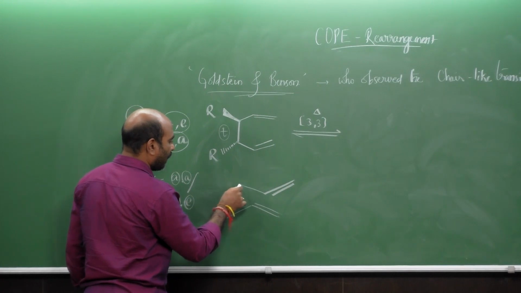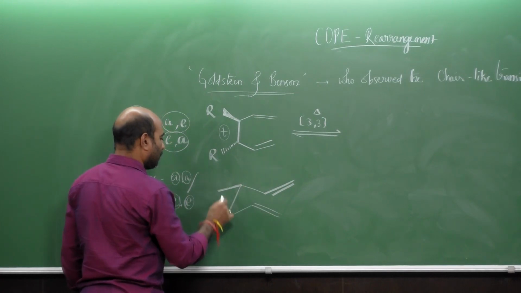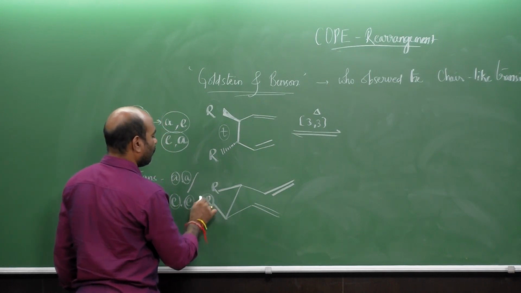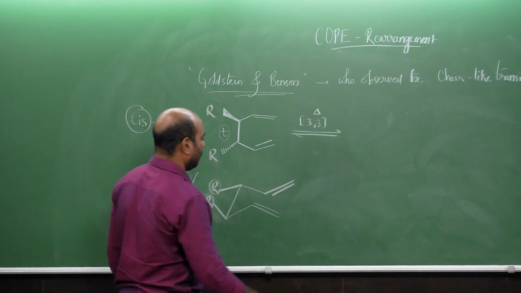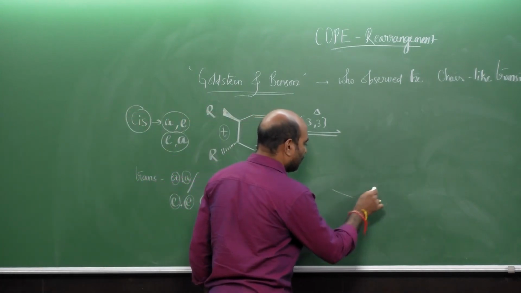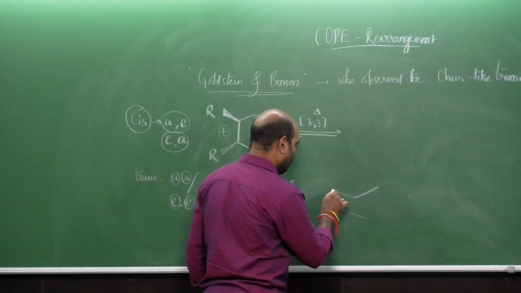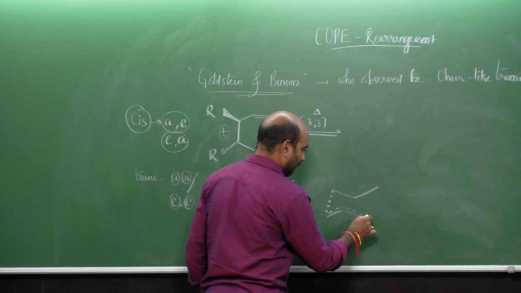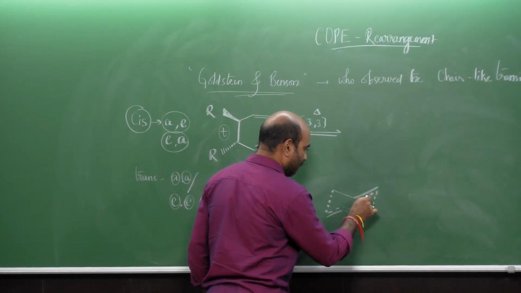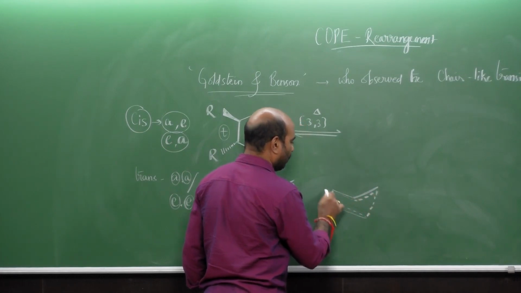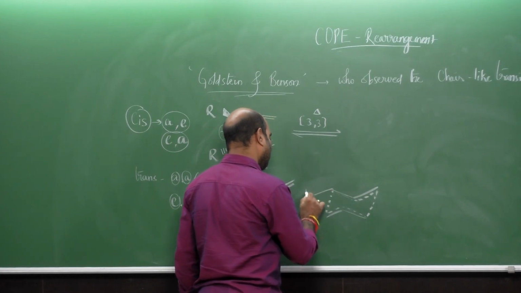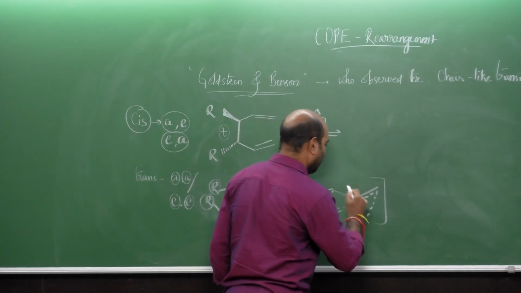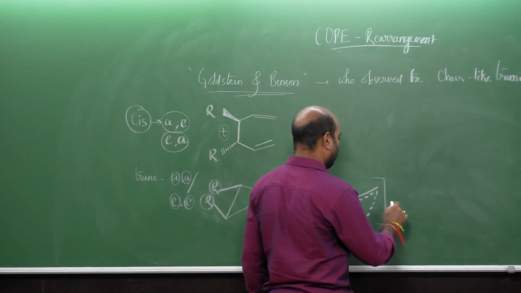So let us have this equatorial kind of arrangement. Now how will they look in the transition state? This bond is slowly vanishing and a new sigma bond is forming here, and these pi bonds are delocalizing. So here this is the R and here this is the R. This is the cyclic transition state in the chair form.